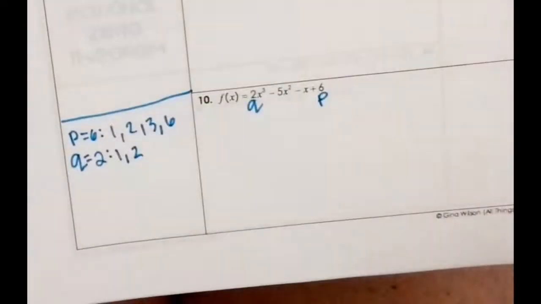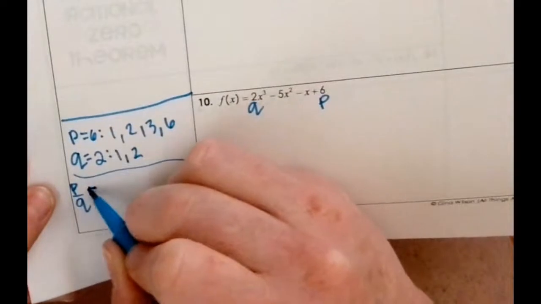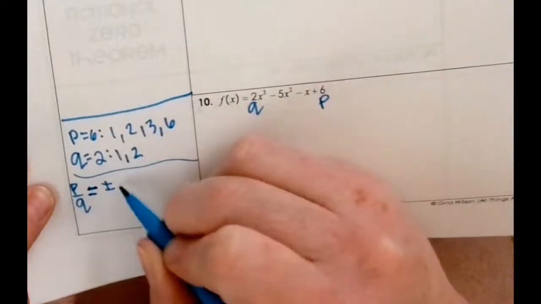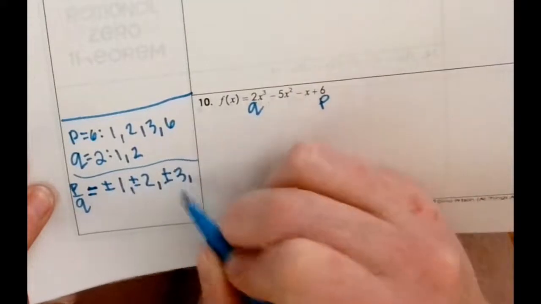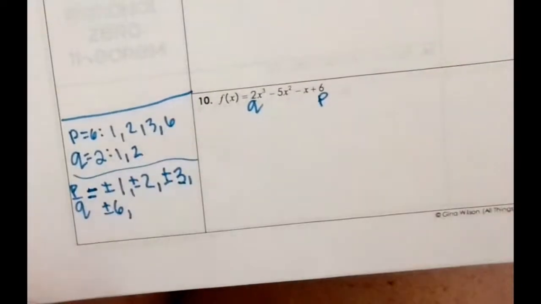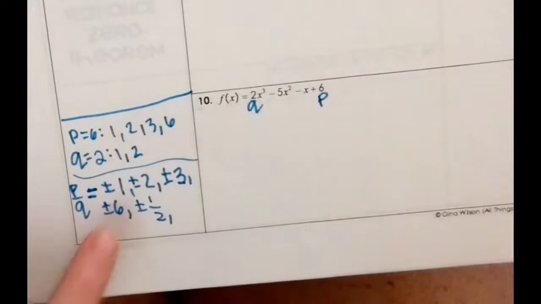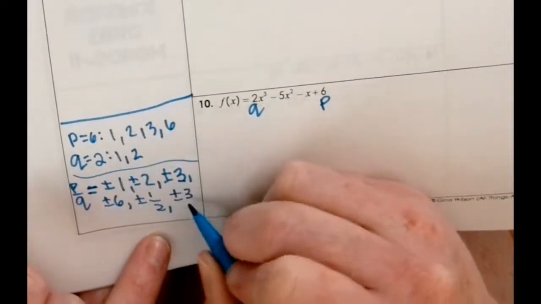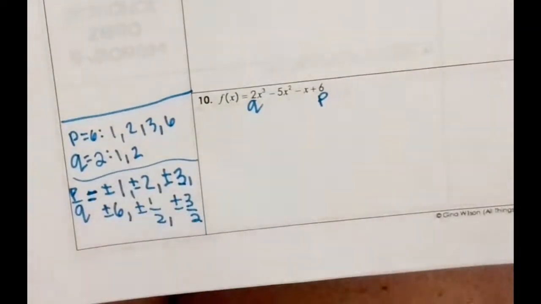So we're going to have some fractions here. Okay, so my possibilities, which are P over Q, are plus minus 1 over 1, 1, plus minus 2, plus minus 3, plus minus 6, and then we're going to put them all over 2, so plus minus 1 half, plus minus 2 over 2, that's already there, that's 1, and plus minus 3 halves, and then 6 over 2 would be plus minus 3, that's already listed, so that's it.